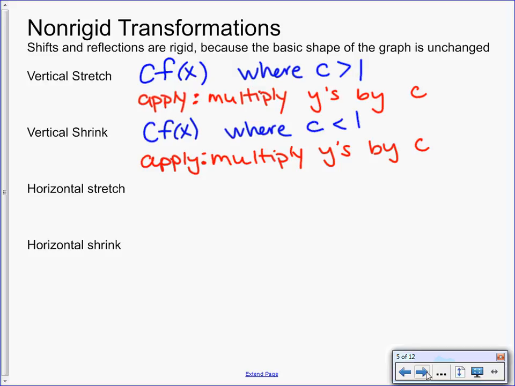A horizontal stretch means we're taking the x values and we're stretching them out. Where do you think we're going to multiply that C? On the inside. Our graph is going to be affected horizontally, so with the x values, so we want something inside of our function. So if we want a horizontal stretch, we are going to put a C inside of our function.